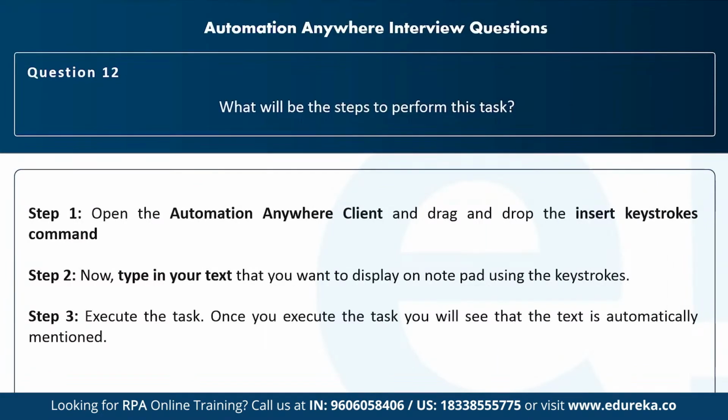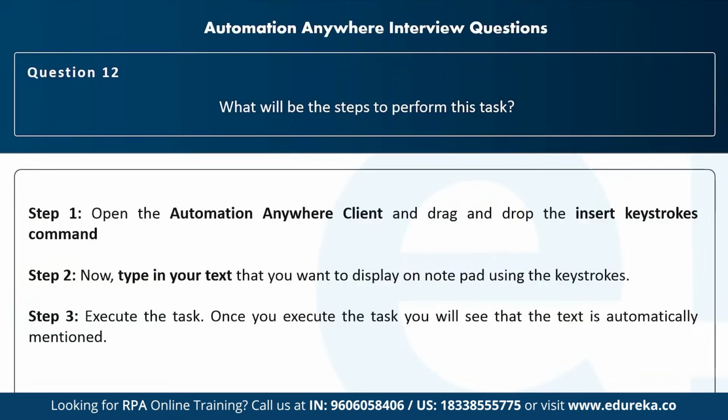Well, the steps are really simple. You first have to open the notepad window, and then you have to drag and drop the insert keystrokes command into your workspace. After that, you'll have to just select the window, that is basically the notepad window, and then you'll have to mention what text you want to type with which keystrokes, right?